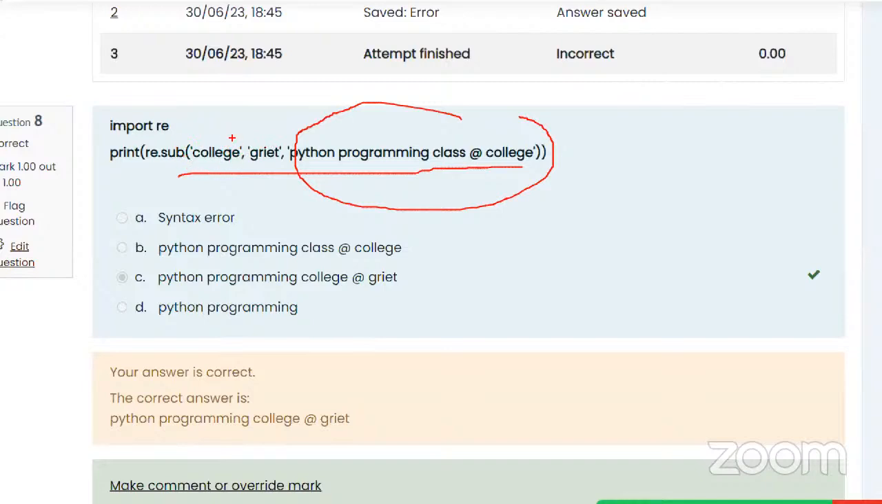So we are looking for the college pattern in this string, and if it is found, we are replacing it with the replacement string. What is the replacement string we have here? GRIET. If the pattern is found, it will replace it with the given string. So we are deleting this and updating with GRIET. The correct answer is this one.